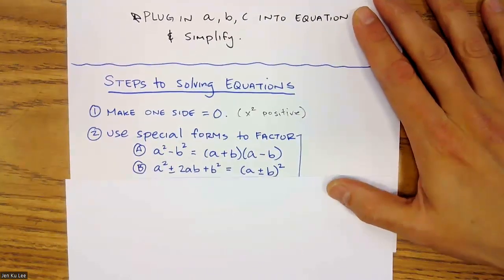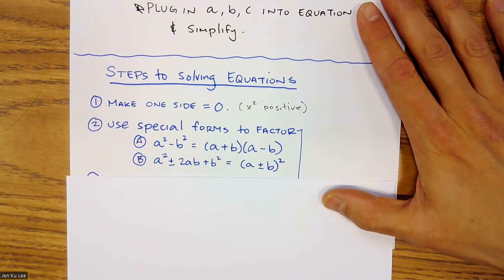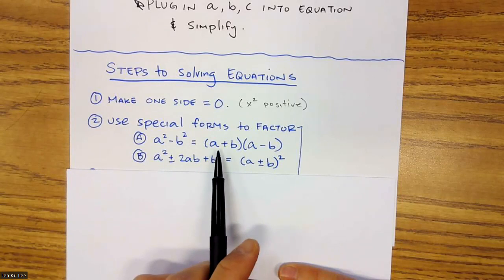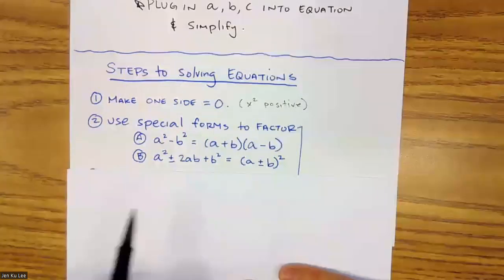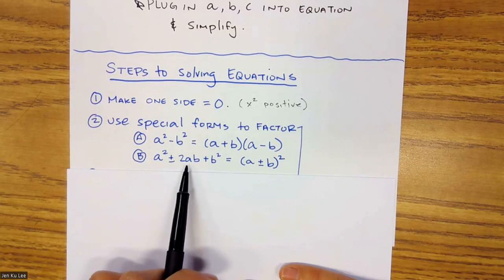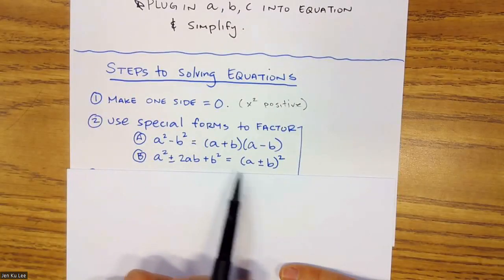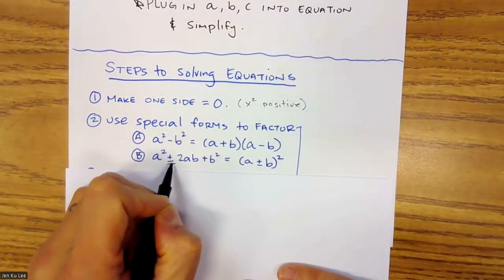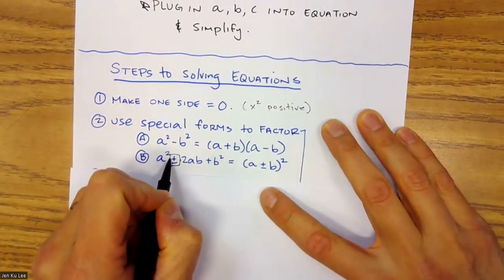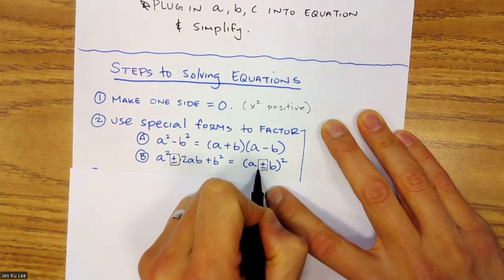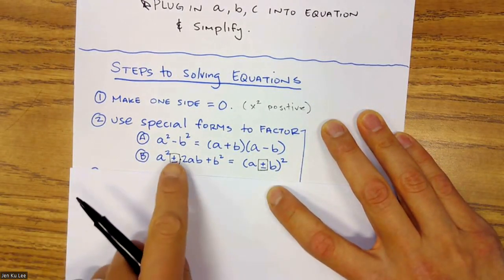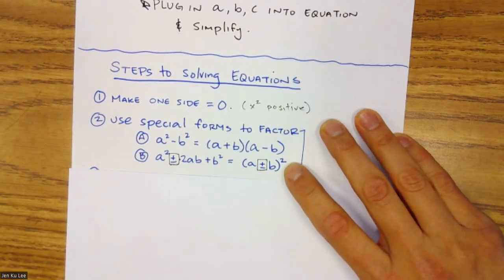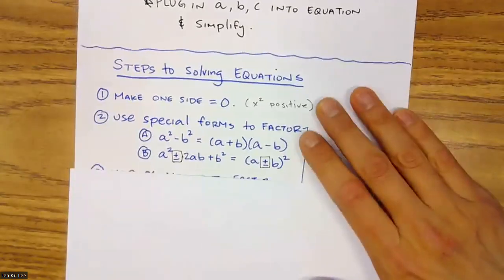The second step is to use the special forms to factor. Remember the two special forms that we've learned already? a squared minus b squared equals a plus b, a minus b. And then a squared plus or minus 2ab plus b squared equals a plus or minus b quantity squared. This plus or minus here is going to be the exact same thing as this plus or minus. So if this is a plus, this is a plus. If this is a minus, this is a minus. All right, that's the second step.